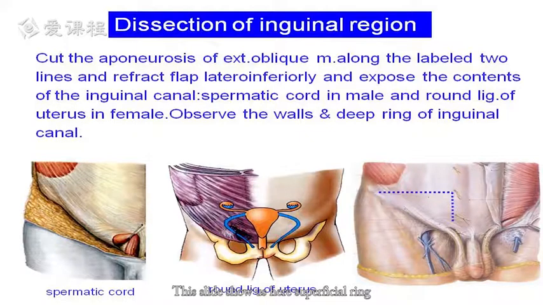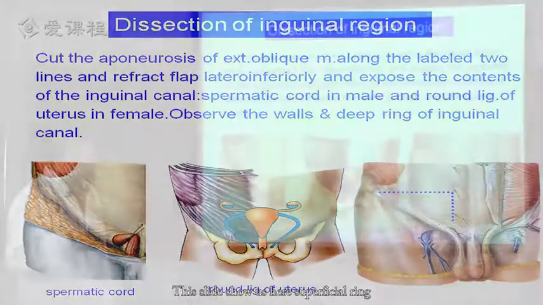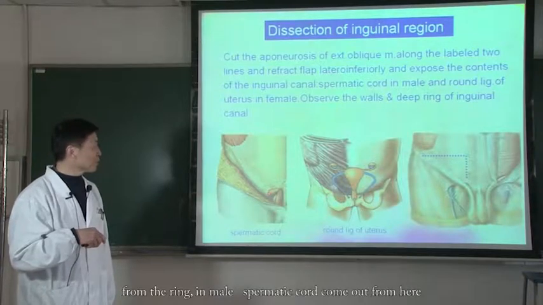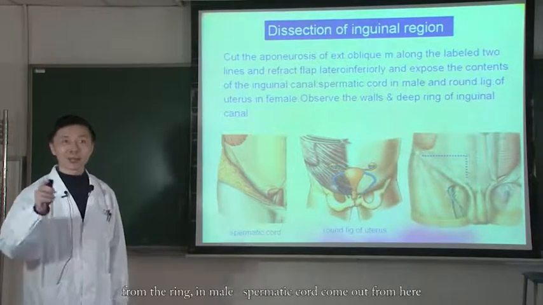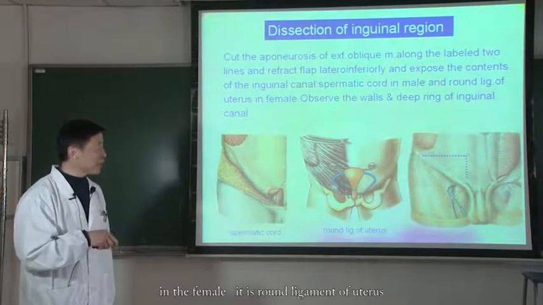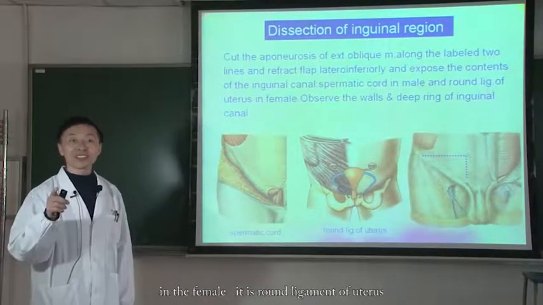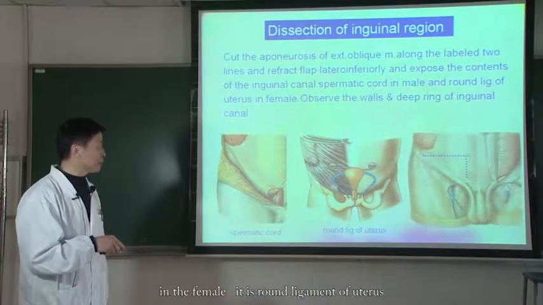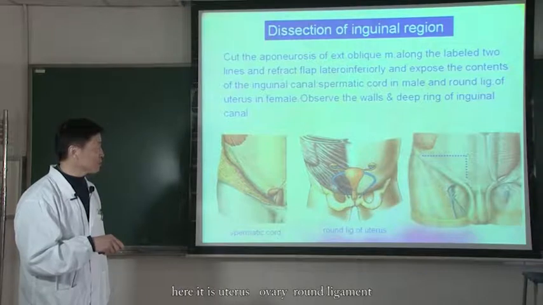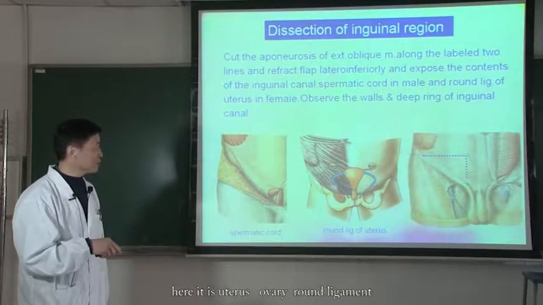This slide shows us the superficial ring. From the ring, in males, the spermatic cord comes out from here. In females, it's the round ligament. Here is the uterus, ovary, round ligament.